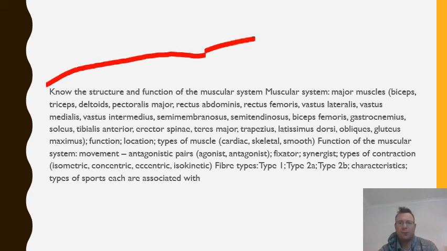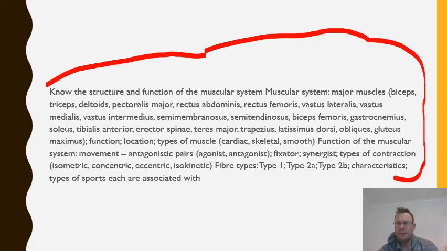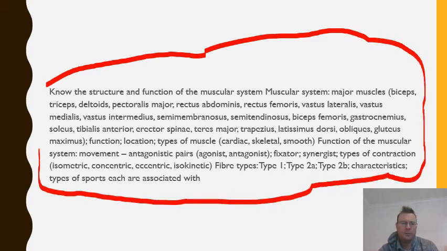So the point of all this is that you're trying to get comfortable with covering all of these terms. So we were looking at major muscles of the body. So when you've done the activities, you should be confident describing triceps, deltoids. We looked a little bit of pec major, but not that much. We didn't really talk about the rectus abdominis, but we did look at rectus femoris. We did look at vastus lateralis. We did look at vastus medialis.